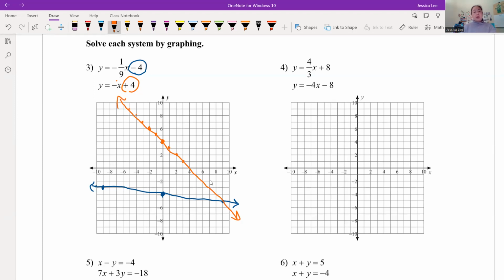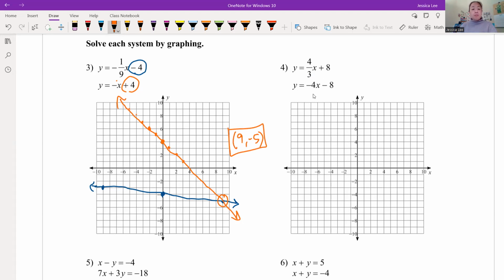If you notice right here, if you just leave it like this, you're not done. You didn't actually solve the system because you didn't say what the solution was. So again, you've got to look where they intersect, right? This is where they intersect, and that's going to be at, let's see here, 9, -5. So 9, -5. That's our solution. That's where they intersect. Now we're done.